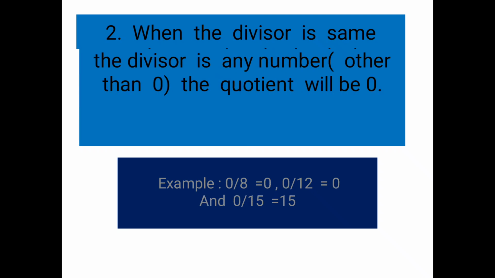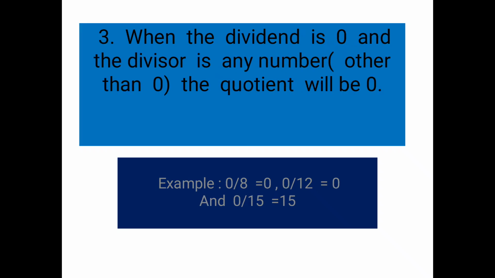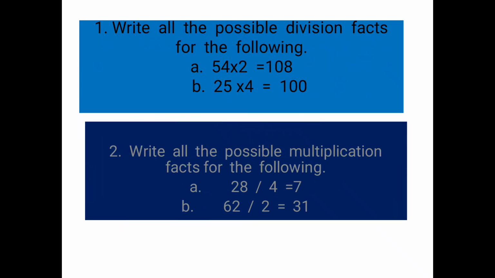Now see children, when the dividend is 0 and the divisor is any number other than 0, then the quotient will be 0. If your dividend is 0, see an example. If you are dividing 0 by 8, then your answer will be 0. If you are dividing 0 by 12, then your answer will be 0. Is it clear, children? I think you can understand all these things.